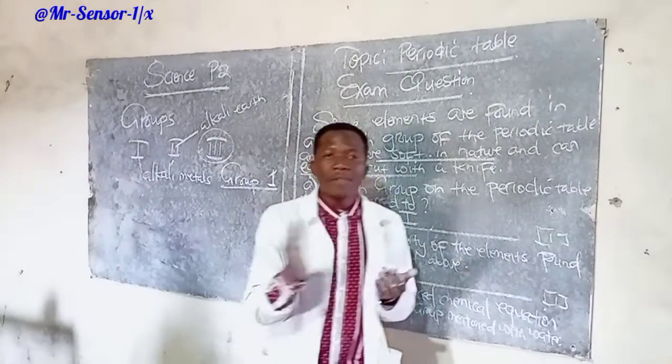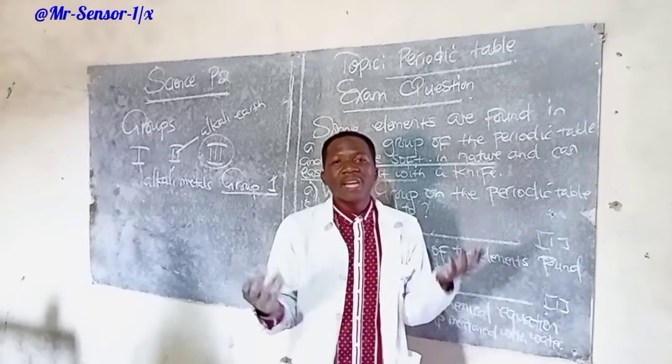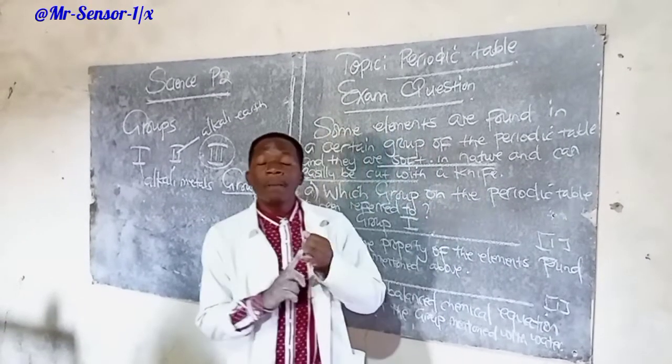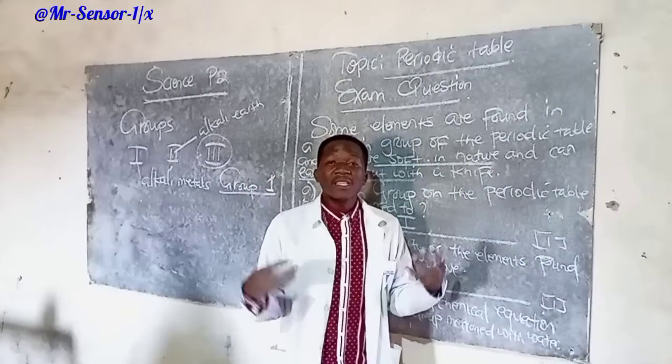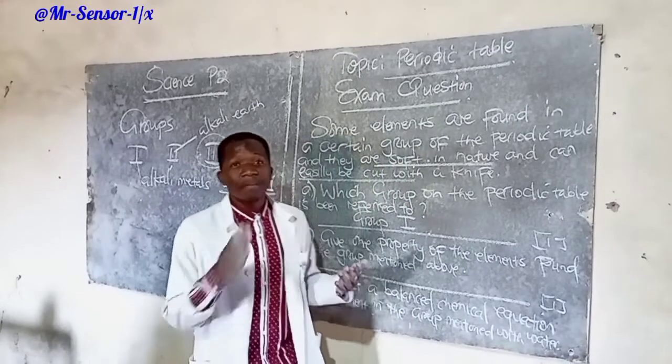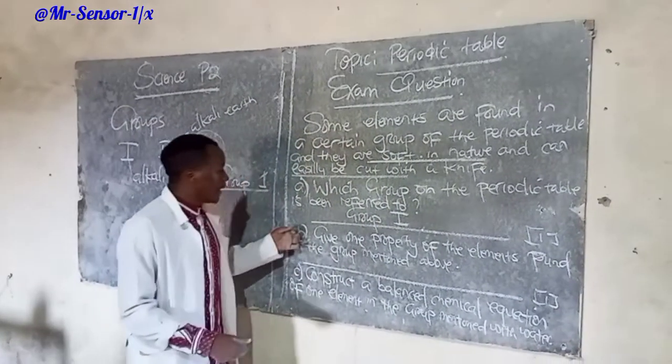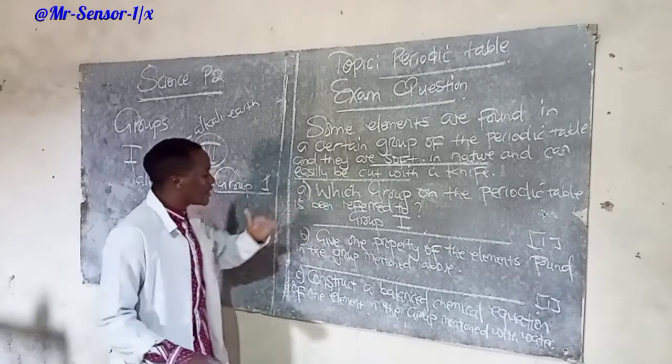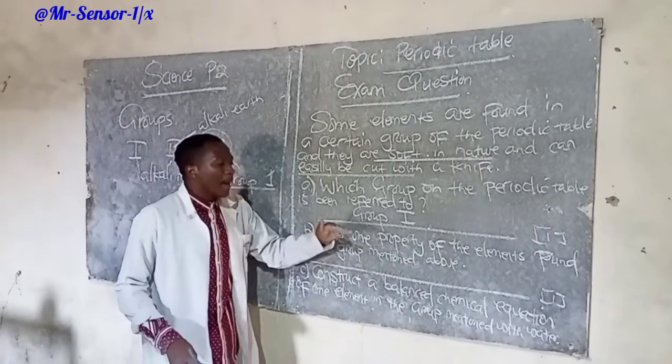We would go to the back of the page and choose any element. The most popular ones are lithium, potassium, sodium, francium, calcium, and others, to mention but a few. So now, here on B: give one property of the elements found in the group mentioned above.